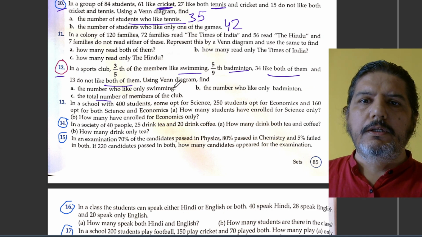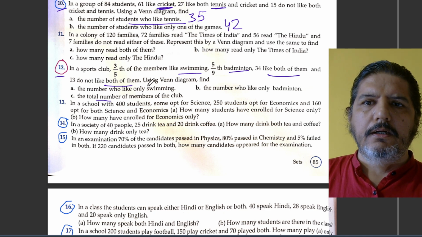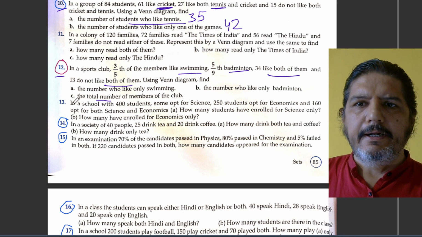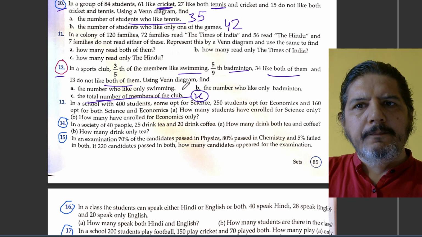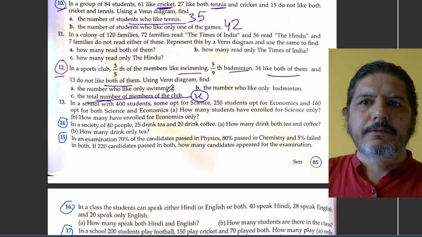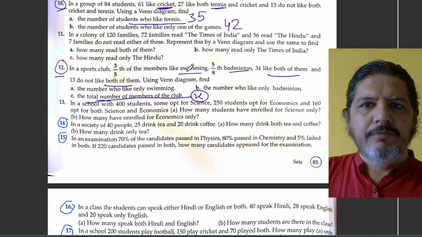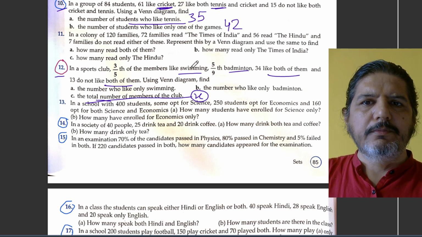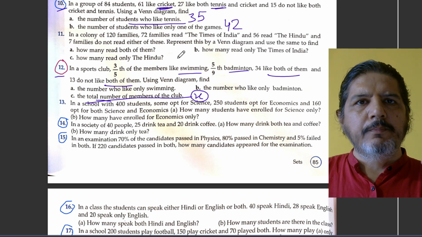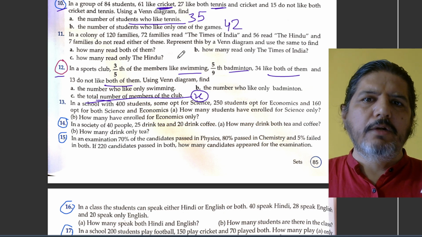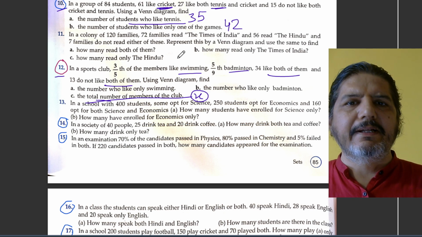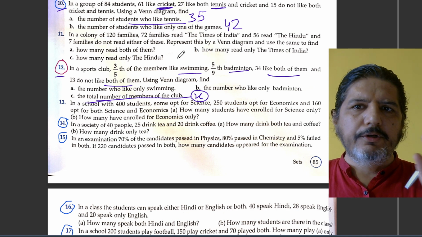So, see, 3/5 of the members, and anyway, the key part is the total number of members. So we'll start with the assumption that the total number of members in the club is X. If 3/5 of the members like swimming, then people who like swimming would be 3/5 x. People who like badminton would be 5/9 x. So this is what you need to understand.